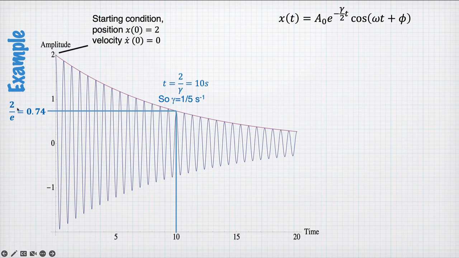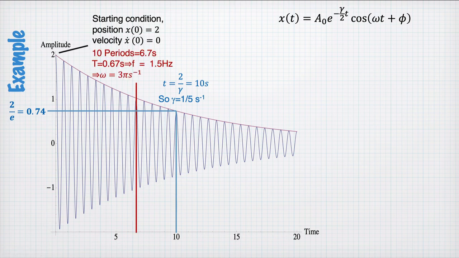We're starting with an amplitude of 2, so 2 divided by e is about 0.74. We go over here to the time at which that has decayed by that amount and find that is equal to 10 seconds. So 10 seconds must be equal to 2 divided by gamma, giving us a gamma of about 1 divided by 5 seconds to the minus 1. For the frequency omega, we can just count 10 oscillations. 10 oscillations occur in 6.7 seconds, giving us a period of 0.67 seconds and an angular frequency of 3 pi seconds to the minus 1. So now we have the frequency omega and the damping rate gamma. We just need A naught and phi.